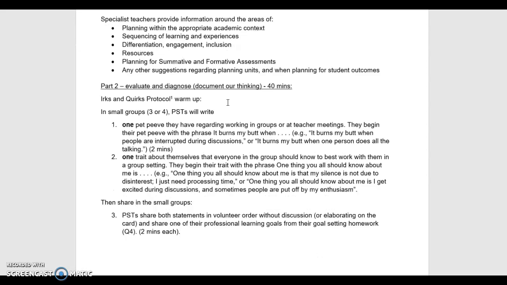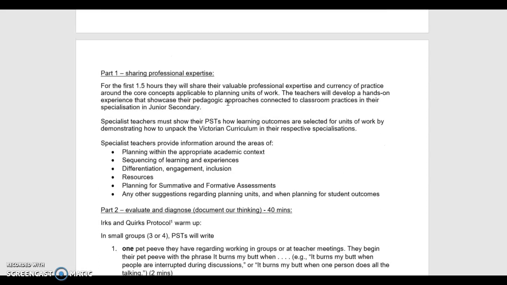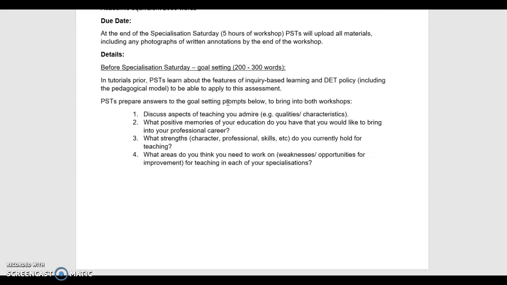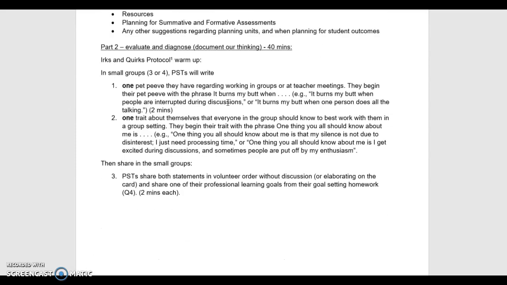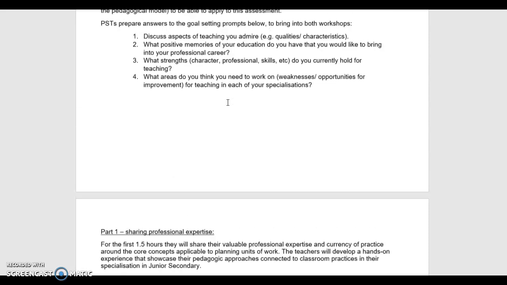In the second part, your collaborative groups will begin to plan together. So here you're going to share parts of your answers to the goal setting prompts, if I scroll up here, which you would have completed before you come into the workshop. And you're going to use that in a get to know you activity, or get to know the group activity. So looking at what you need to bring into the workshop.